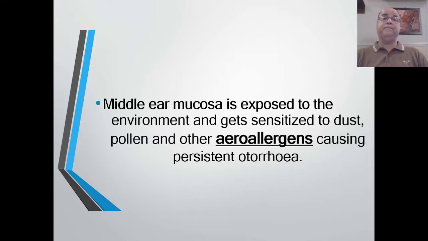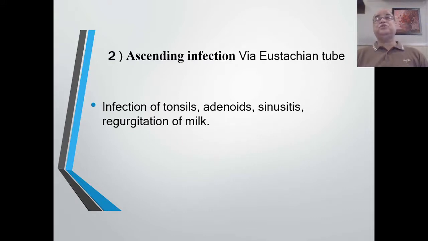causing persistent otorrhea. Then the second route, which is more common, is ascending infection via the Eustachian tube. In the tubotympanic type, there is usually a source of infection in the midline. When we say midline, it means either in the nose, nasopharynx, or oropharynx. That's why it is more common in pediatric age groups, because children have repeated attacks of upper respiratory tract infections, including tonsillitis, adenotonsillitis, sinusitis, or regurgitation of the milk, etc. So that can lead to repeated infection via the Eustachian tube.